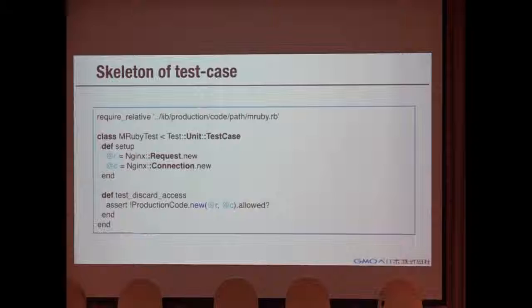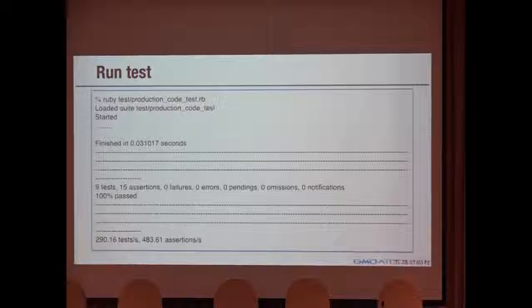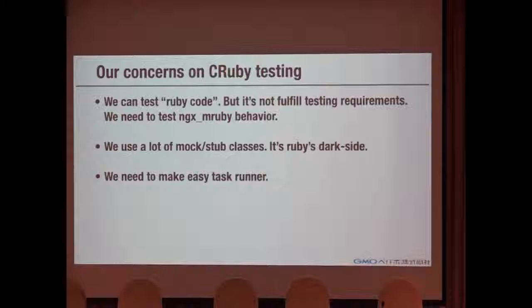So the test code is here. It is a simple unit test case, a test case for memcache usage. In the setup phase, we create a request, a connection and dummy data for memcache, and invoke the action. We can run this test code with this one-liner. Simple unit test case. However, I have some concerns about Shibata testing.